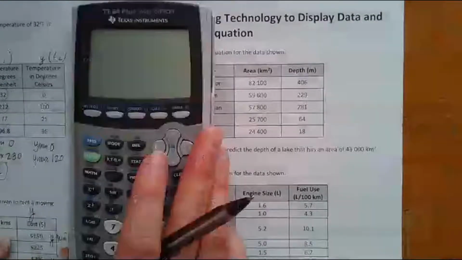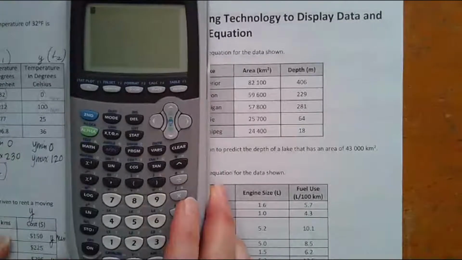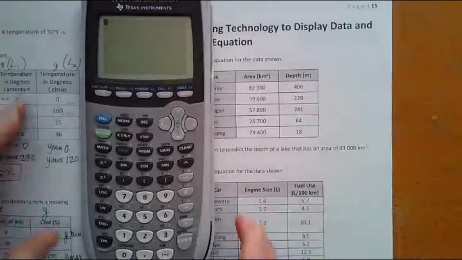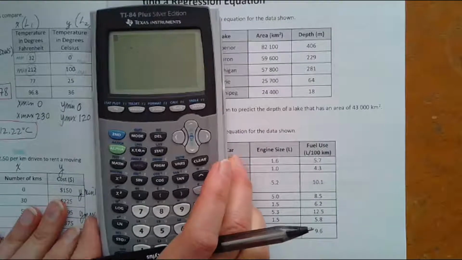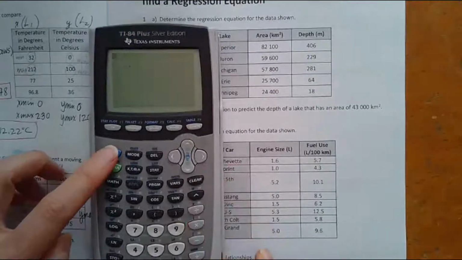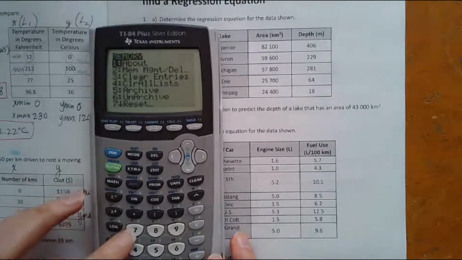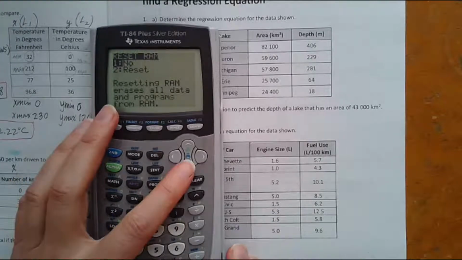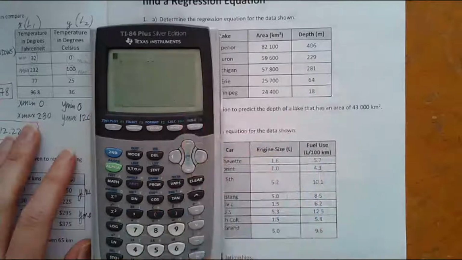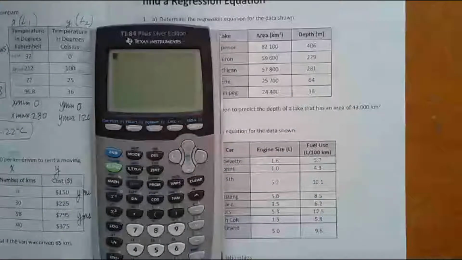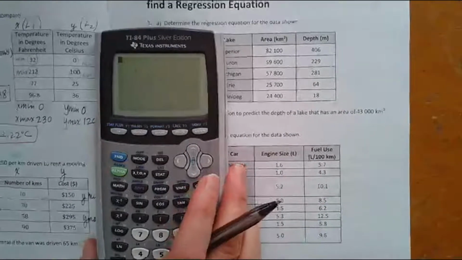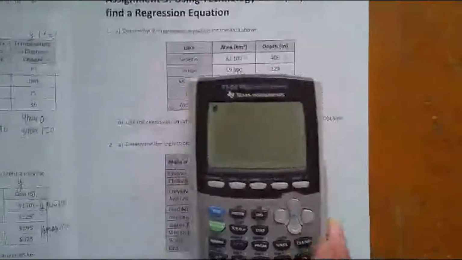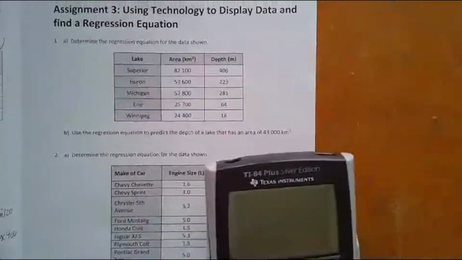So I'm going to turn my calculator on and I'm going to clear it. I'm just going to raise this a little bit so you can see a little bit more of what I'm doing. Okay, I'm going to clear my calculator. Second, plus sign, number 7, number 1, number 2. So that clears everything, and that makes me aware that there's no data left over from Friday.